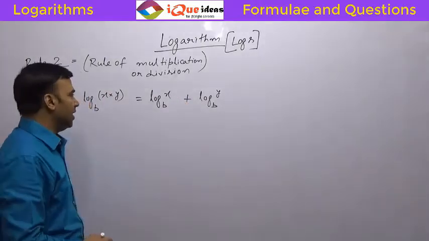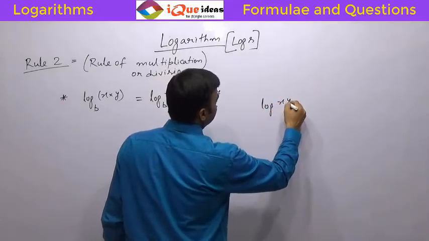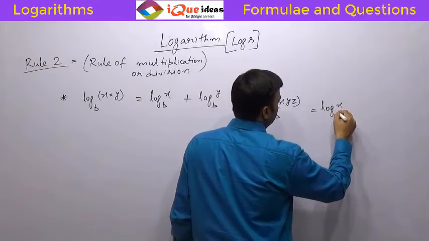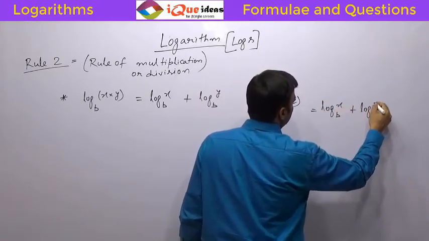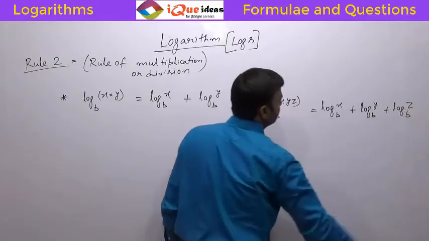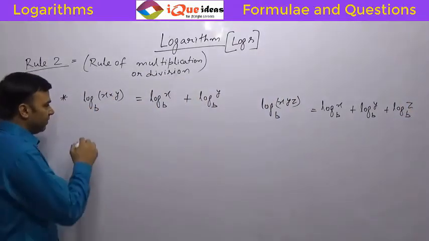All right. So if it is, let's say, log of x, y, z to the base b, we can say it is log of x to the base b plus log of y to the base b plus log of z to the base b. This is how it goes. All right. Let's take the example of division one.